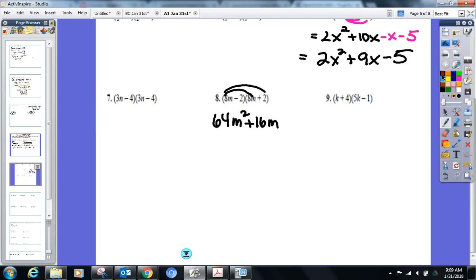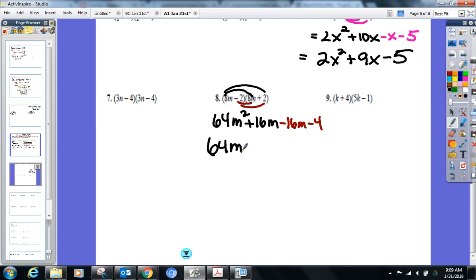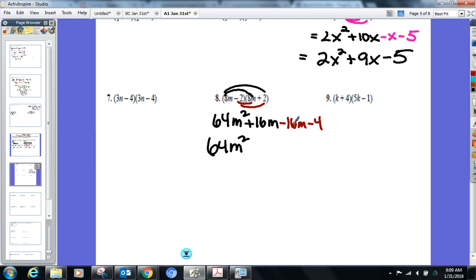Negative 4. All right, need help cleaning it up? Let's go with number 2. Help me clean it up, number 2. 64m squared. What happens in the middle with these two guys? They cancel each other out. See ya. So I'm just left with minus 4.